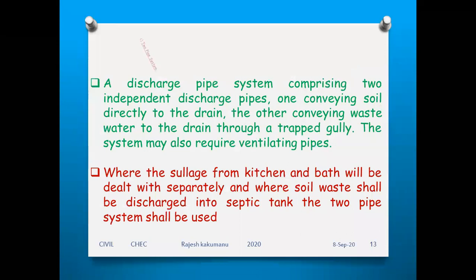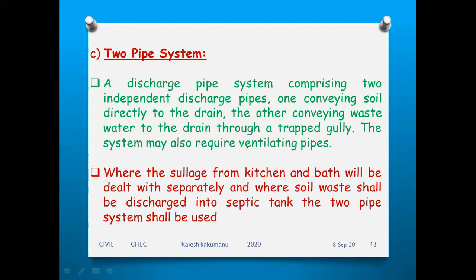Next one, two pipe system. A discharge pipe system comprising two independent discharge pipes, one conveying the soil directly to the drain, the other conveying wastewater to the drain through a trapped gully. The system may also require ventilation pipes.